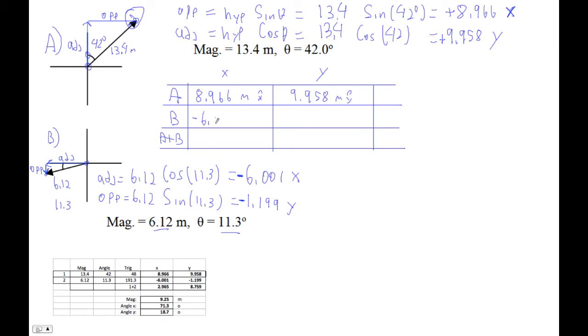Negative 6.001 meters in the x direction, right? And then negative 1.199 meters in the y direction, okay? Now we're looking pretty good here, right? Basically, all we have to do now is add these guys.